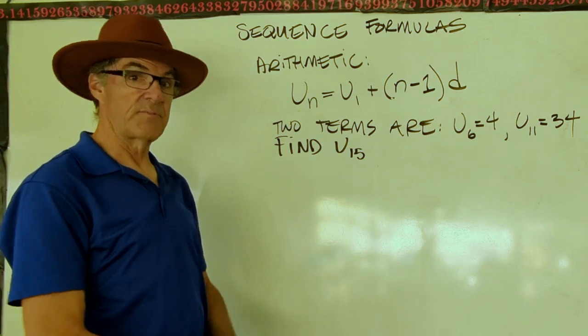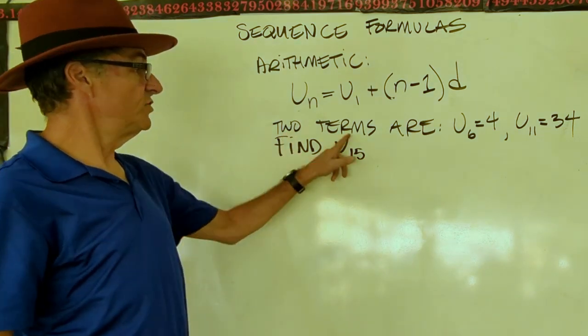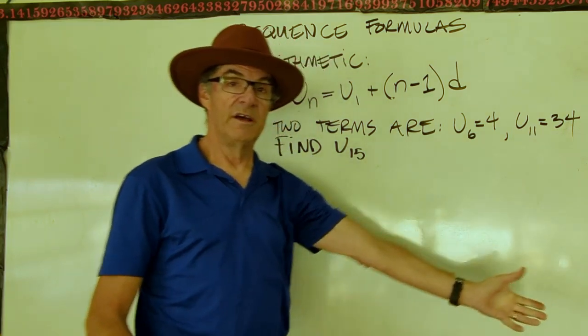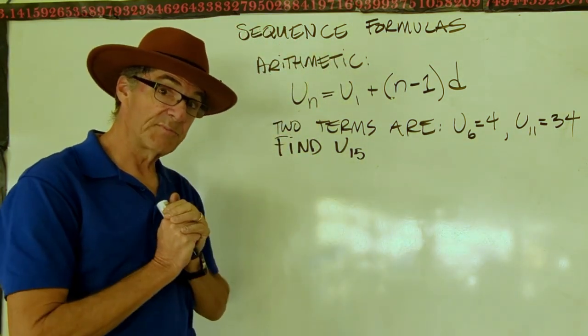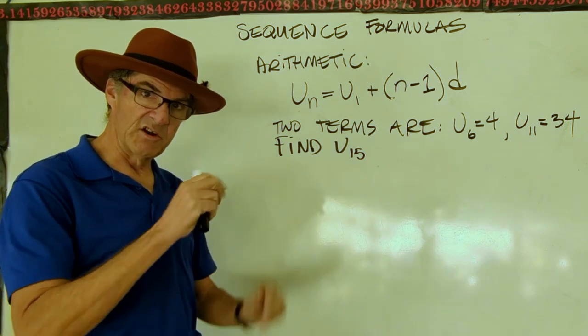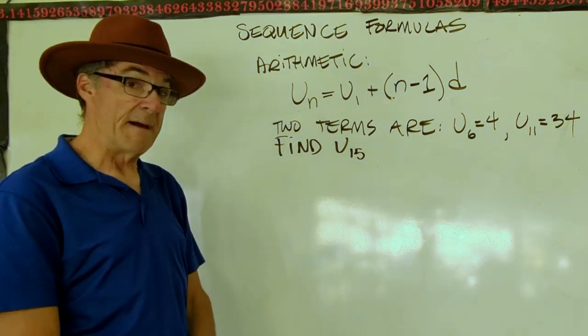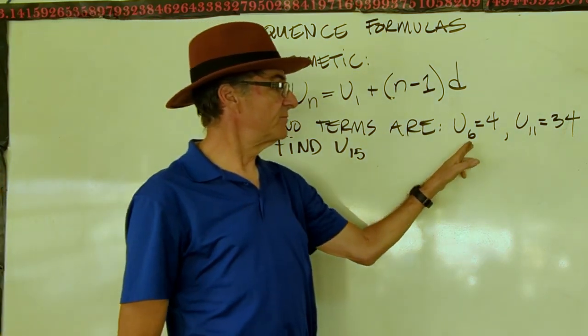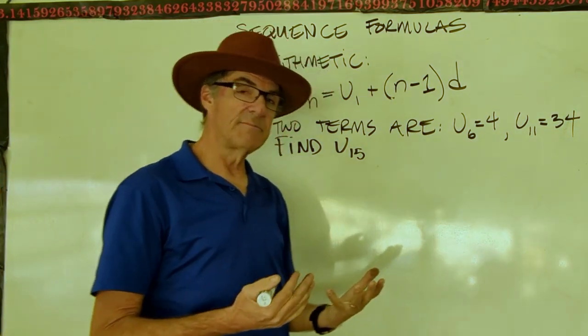Okay, here's another type of problem that you might see. 2 terms are U6 is 4, U11 is 34. Now again, you can work this problem by doing math on your fingers or making little notes. Remember, you've got to use your formula to do that. Okay, so we have 2 terms, U6 and U11. You will get problems like this.